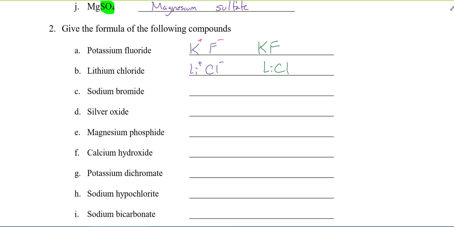Sodium, Na. Charge is positive. Bromide, Br minus. So far, this is all 1 to 1. 1 sodium, 1 bromide. Silver, Ag plus. Oxide, O2 minus. So what do we do here? Well, we cross the charges. The 1 comes down. We do not write the 1. The 2 comes down, and we have to write the 2. So we get Ag2O, silver oxide.